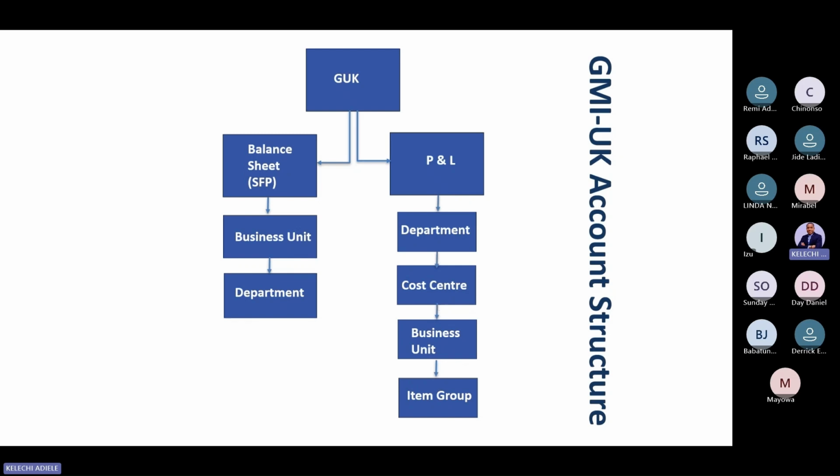Now, again, this is also a structure for reporting. This is the account structure. We have balance sheet, we have profit and loss, and of course, it flows down, we can report by business unit and by department. We can report for P&L, we can report by departments, by cost centers, by business units, and by item group. We'll see how all these align when we design the system.